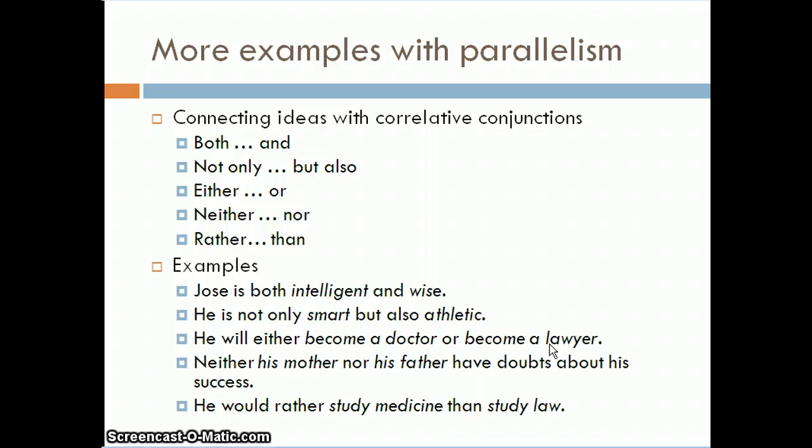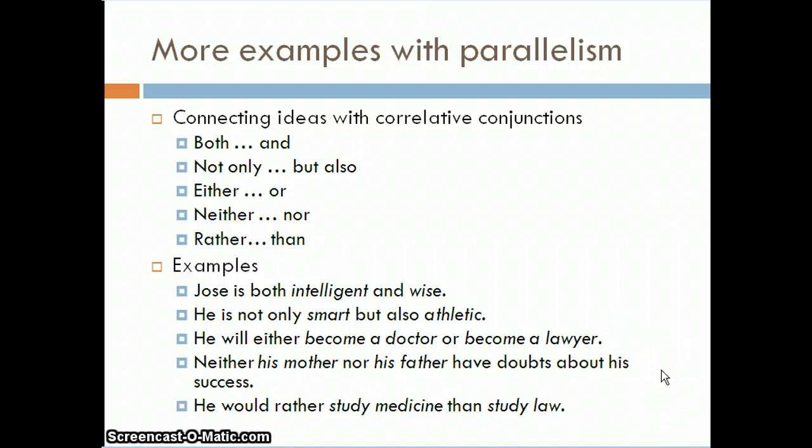So what are some other times when we would use parallel structure? When we have correlative conjunctions, so phrases like both, and; not only, but also; either, or; neither, nor; and rather than. All of these are cases where we would use parallel structure. So here are some examples. Jose is both intelligent and wise. So we've got adjectives there, intelligent and wise. He is not only smart, but also athletic. Again, another example with adjectives. He will either become a doctor or become a lawyer. So there we have phrases.